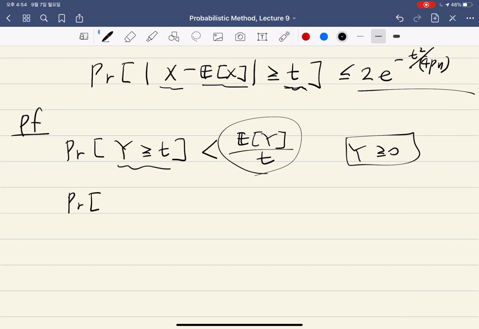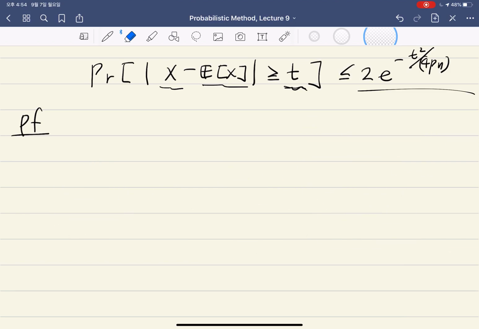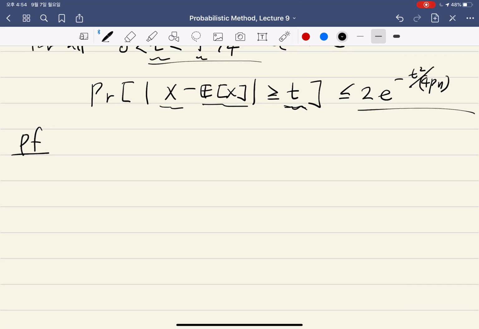So instead we consider some other way. For example, if we consider e to the y is at least e to the t, then the probability is bounded by the expectation of e to the y over e to the t. These two are actually the same event when y is non-negative. And by writing it in this form, if we do a better analysis, we can get a better upper bound. So instead of y, we want to replace it with e to the lambda y with a correct constant lambda, and then analyze that random variable.